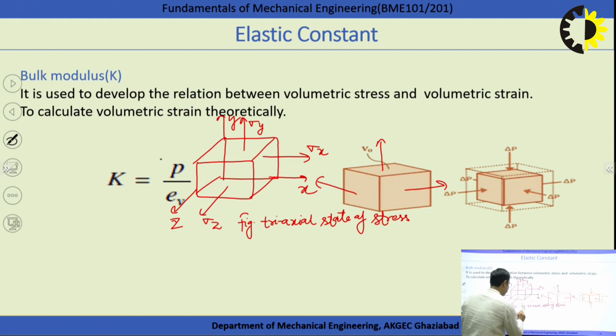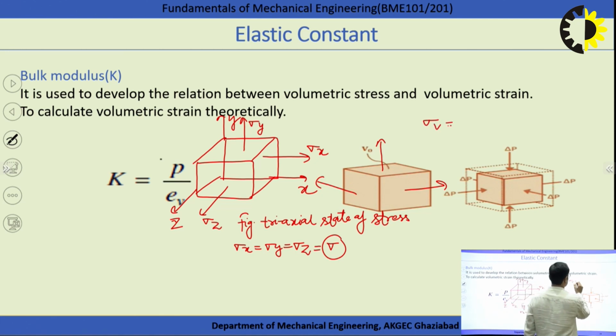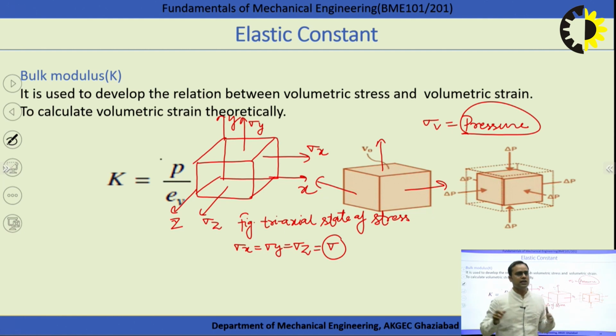If these stresses are same, means sigma x is equal to sigma y is equal to sigma z is equal to sigma, means in all the directions the value of stress is same. So in that case the stress induced is known as the volumetric stress. That's why the volumetric stress is also represented by P, pressure, hydrostatic pressure, because the intensity of the pressure is same in all the directions. So volumetric stress generally is compared with P, pressure. Why are we comparing with pressure? Because the intensity of pressure in a fluid is same in all the directions.